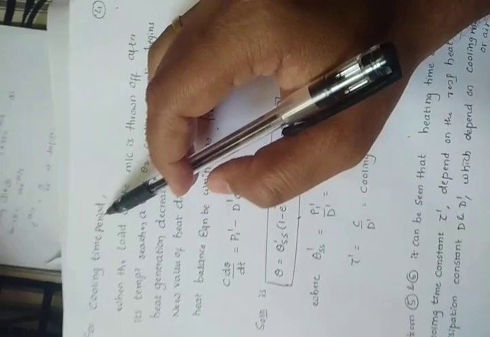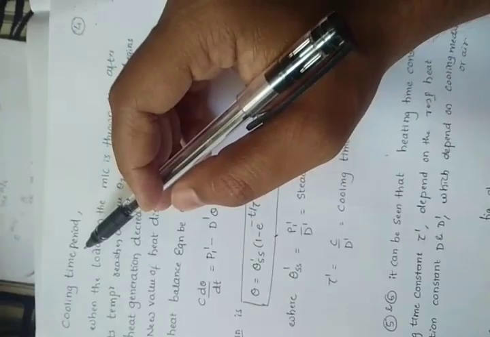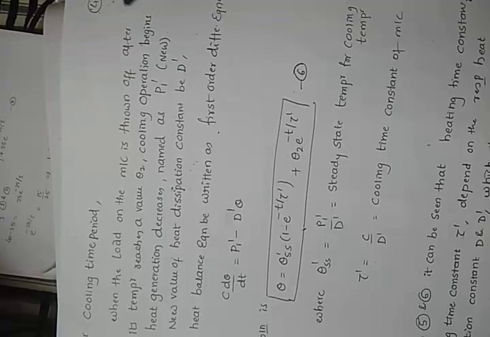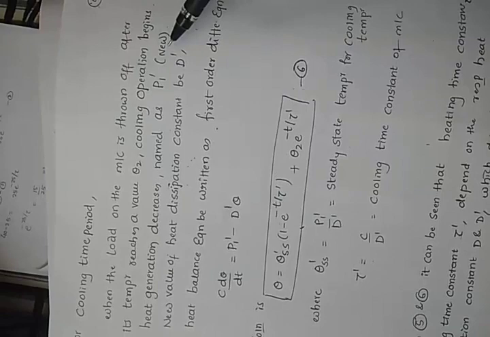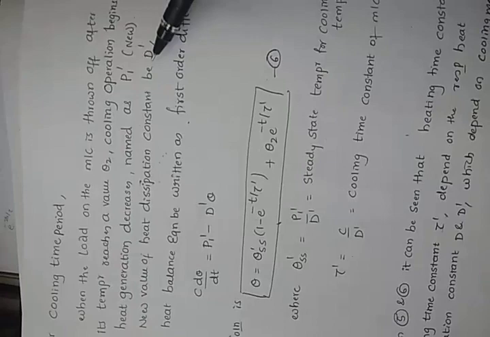Next, for the cooling time period. Whatever equations up to 5 we have got, they are for the heating time constant. Now it is for cooling time. Cooling time means what? Temperature is decreasing. So this P1 is nothing but the heat developed. Now P1 dash is a new term in the case of decreased power development. It is the power development that decreases, and it is named as P1 dash. And the heat dissipation constant is D dash.